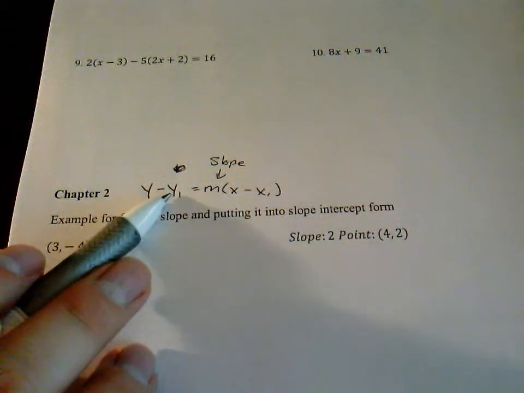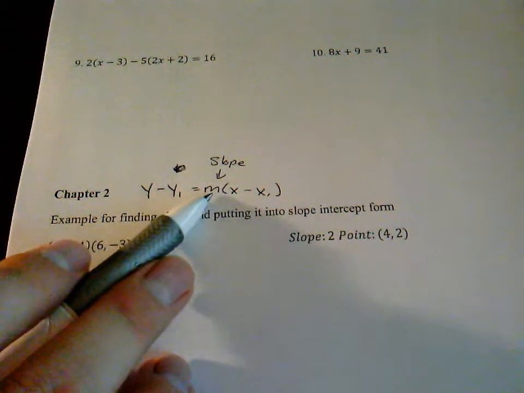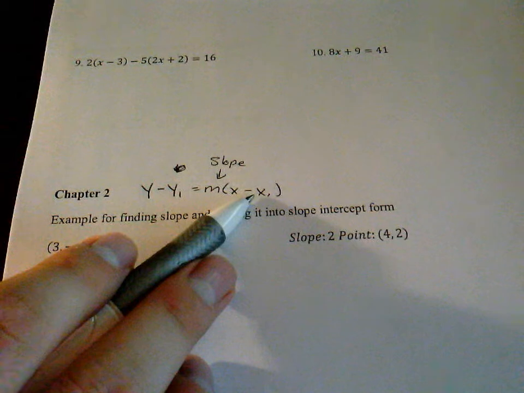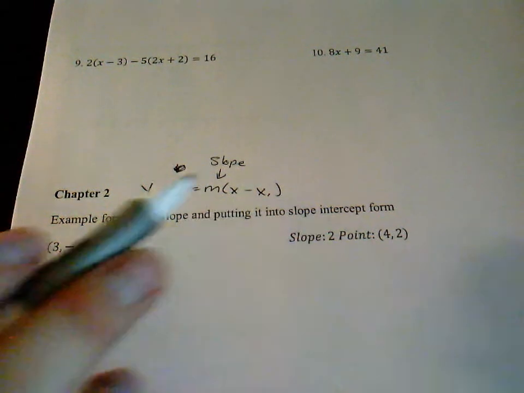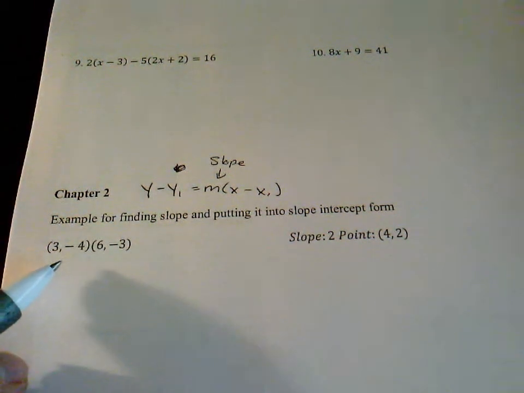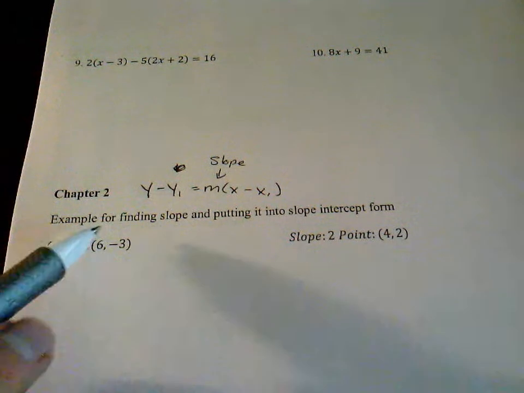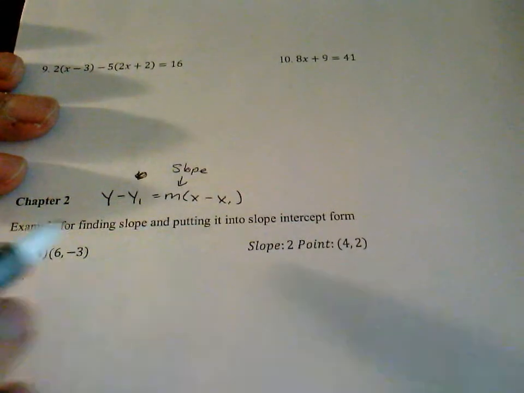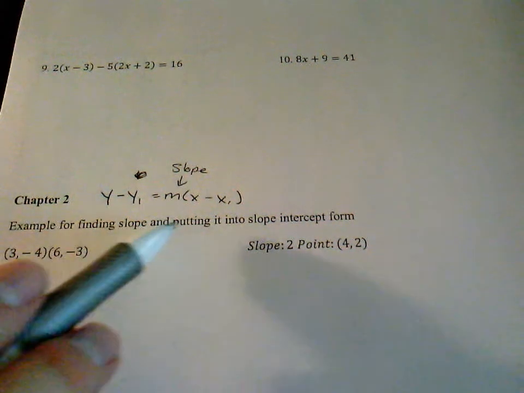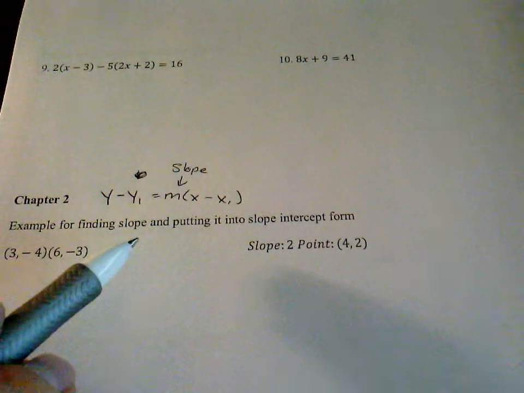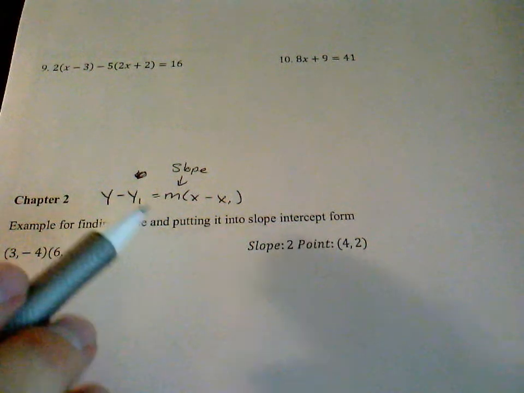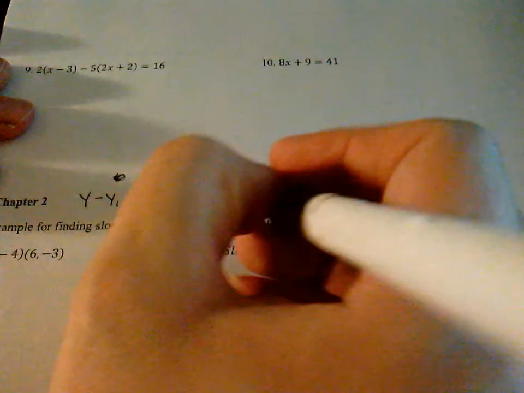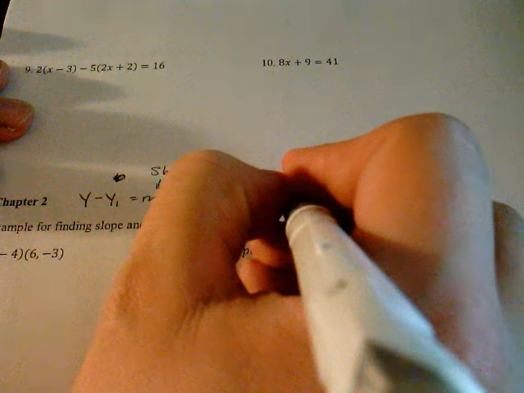But these three are replaced with whatever numbers they give us. So like in this first one, they give you 2 points. So technically we have to use slope formula to find the slope, and then we can do the whole point slope form. Okay? Now the directions say find slope and put it into slope intercept form. This is not slope intercept form. What it means is to put it in the y equals mx plus b form.